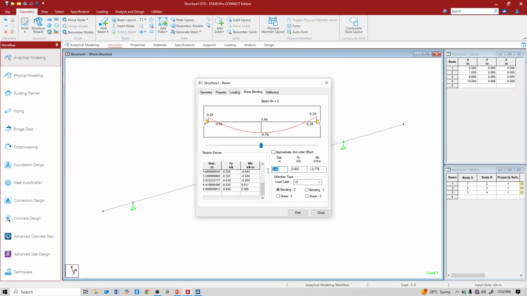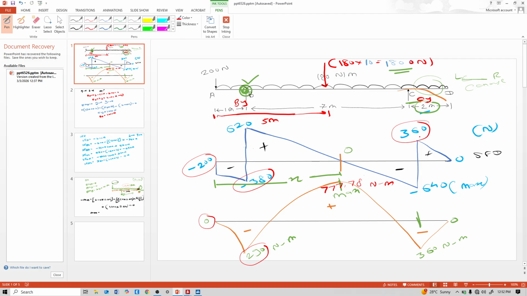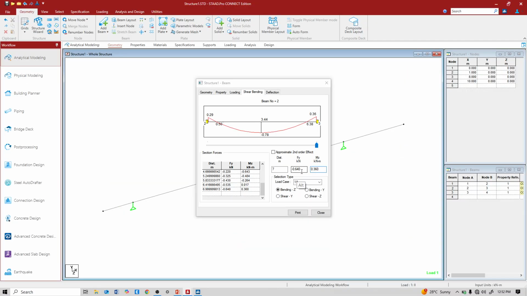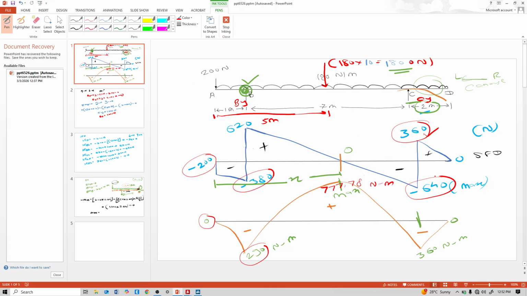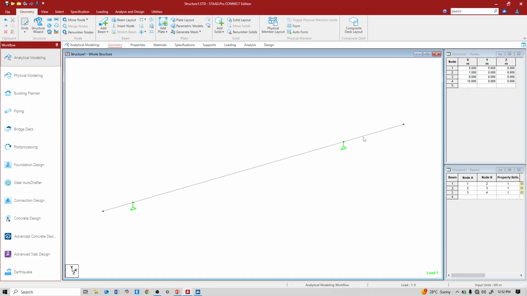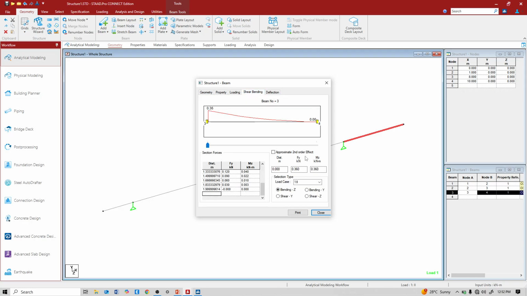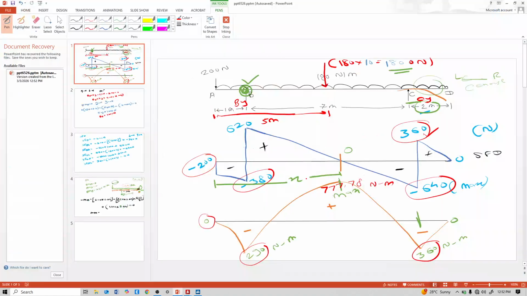Check for 7. 0.360 here, 360. This is in Newton and StatPro is in kilonewton. And here is 640. See, this is 640. This moment is 360. Yes, the moment is 360. Now consider this: 0 is 360 and 2 is 0. Yes, correct. So our manual calculation and StatPro calculation moments match each other.